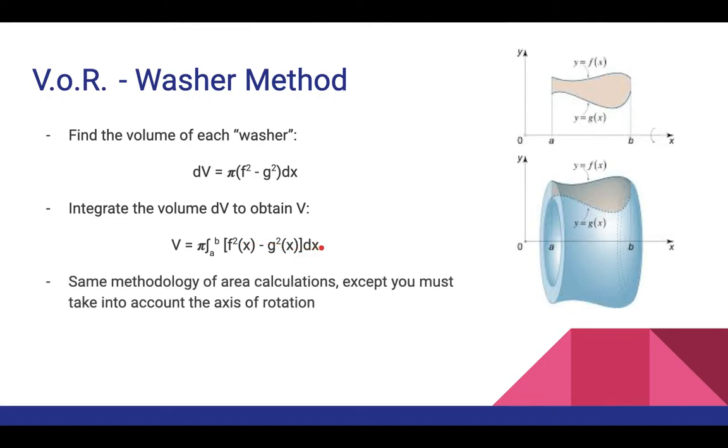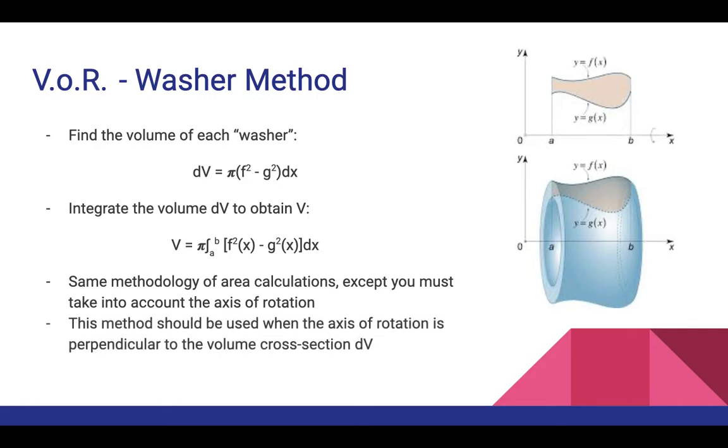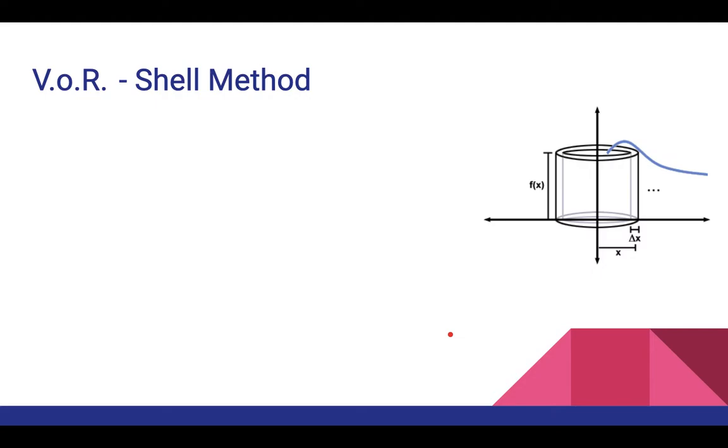It considers the same methodology of area calculations, except you must take into account the axis of rotation. So recall that if the axis of rotation is y equals a, a horizontal line, you need to use test points in order to determine what is your outer and inner radii function with respect to the axis of rotation. This method should be used when the axis of rotation is perpendicular to the volume cross-section dV, as we went over in class.